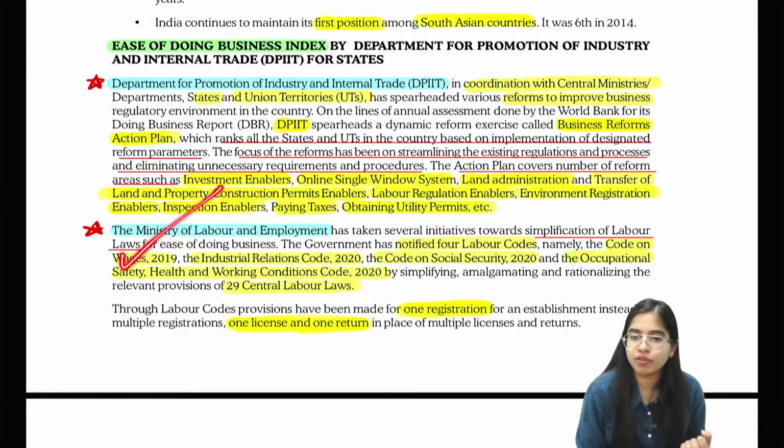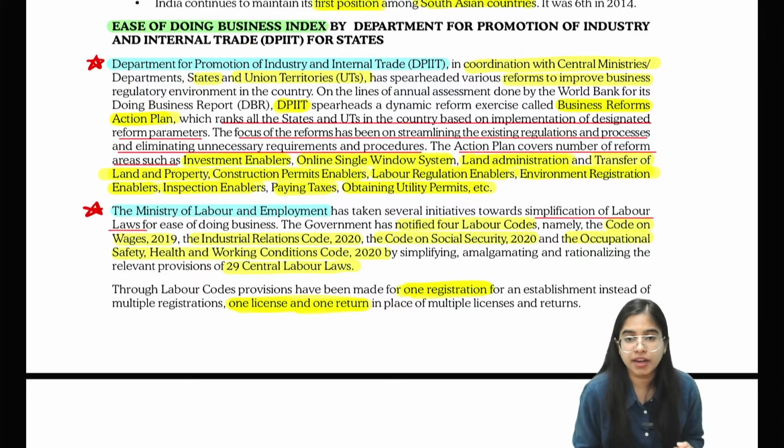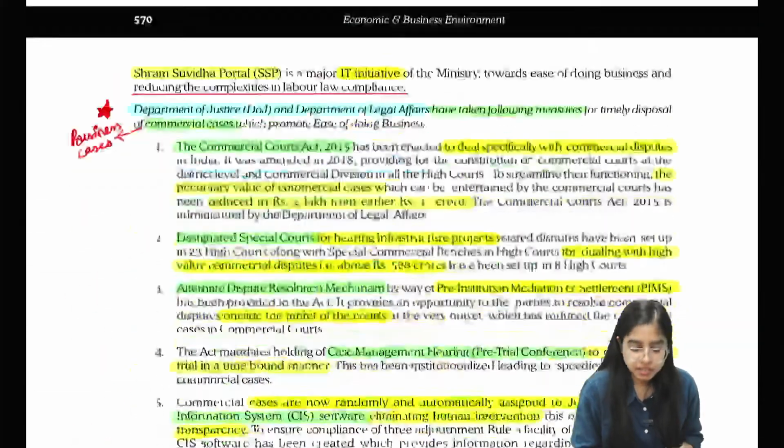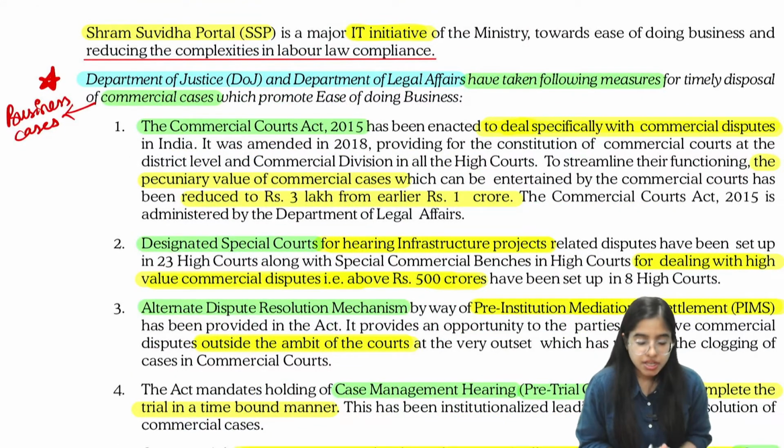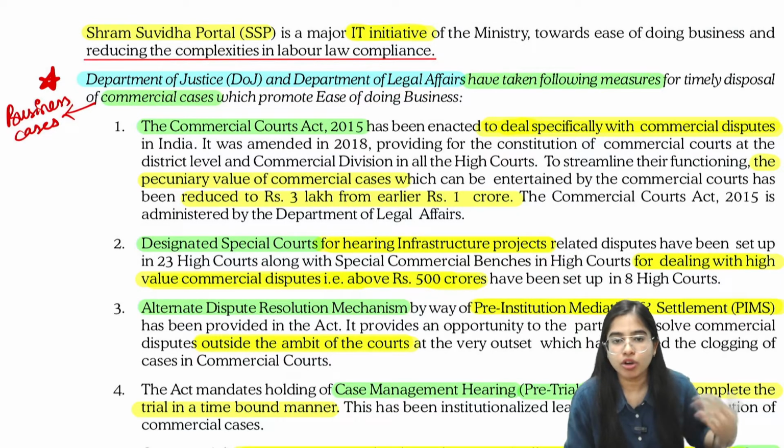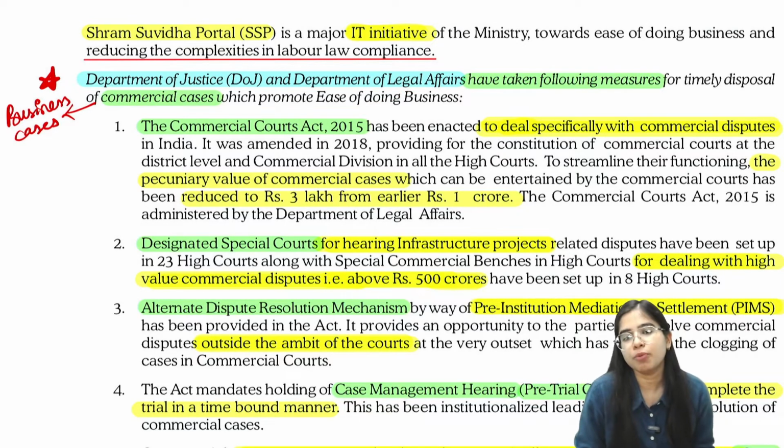We are done with the Ministry of Labor and Employment. We are done with DPIIT, that is the Ministry of Commerce and Industry. Now the Ministry of Justice. Sorry, Department of Justice. So there is a Department of Justice and a Department of Legal Affairs. They have also taken a lot of initiatives in order to promote business.